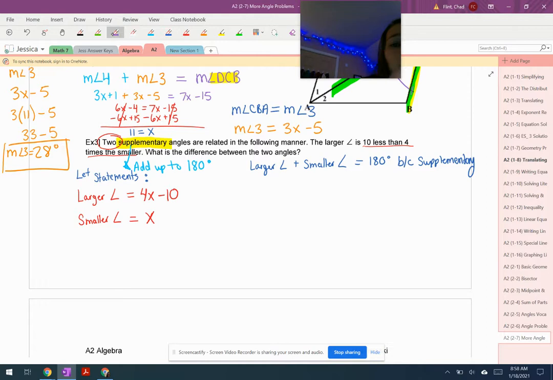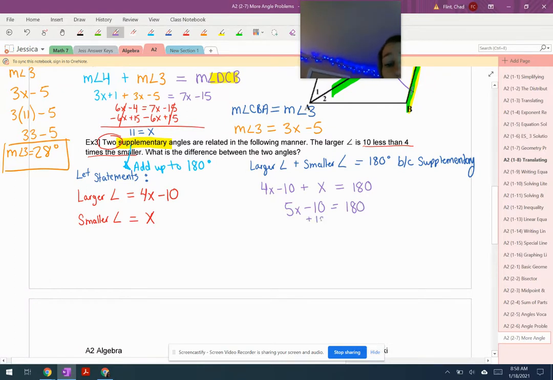So looking at my equation, I've got 4x minus 10 plus the smaller angle, x, is equal to 180. 5x minus 10 is equal to 180. 5x is equal to 190. Divide by 5, x is equal to whatever 190 divided by 5 is, which is so conveniently 38.